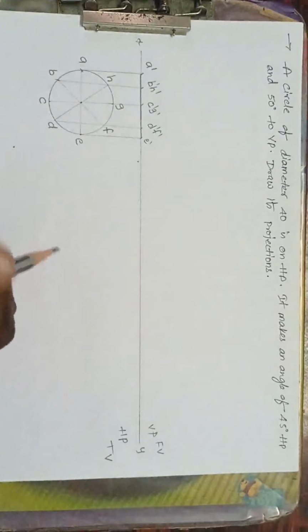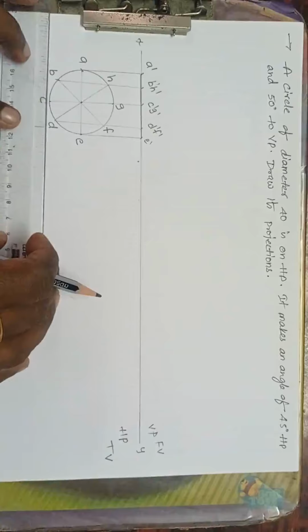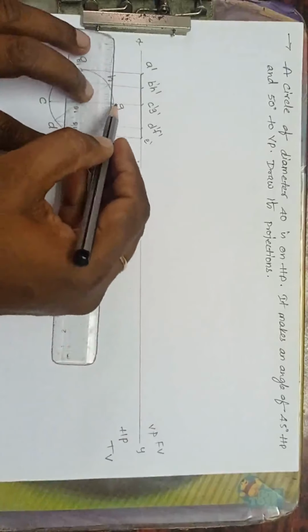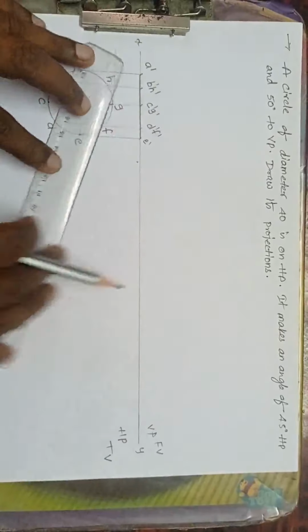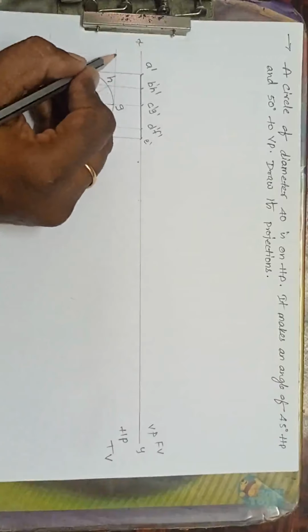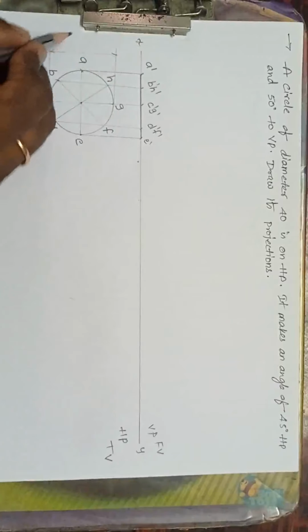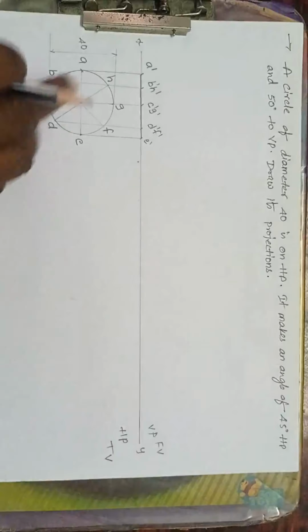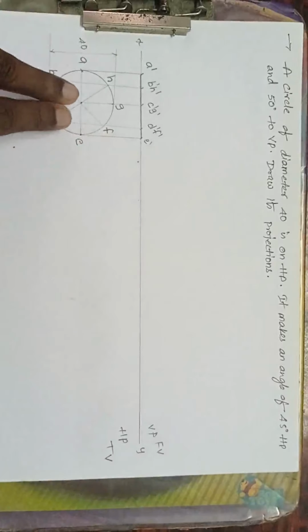Now see this length. For each and every diagram I did not mention the lengths, so you have to mention the lengths. Okay, one mistake I did. I have to show the dimensions. Very important. See here, this is 40. You have to show the dimensions. Very important. Okay, now the plane is on the HP.